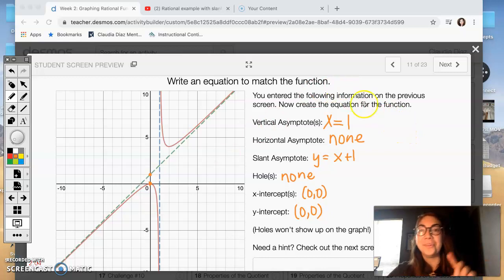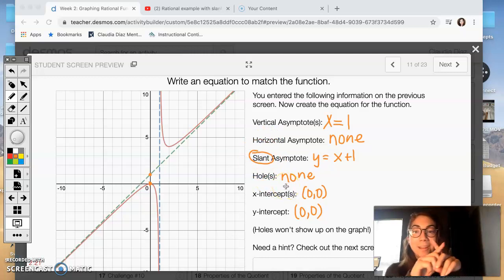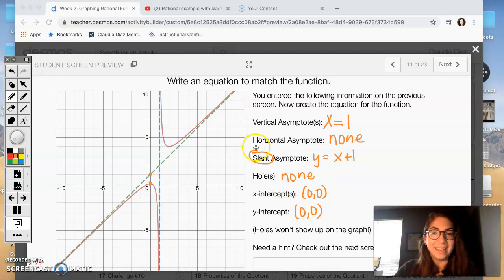Vertical asymptotes found in the denominator. Horizontal asymptotes, BOBO BOTN EATS DC. In this case, we are BOTN, bigger on top, because we have a slant asymptote. X-intercepts are found in the numerator. And then the holes are the ones that cancel out, and the rest is history.